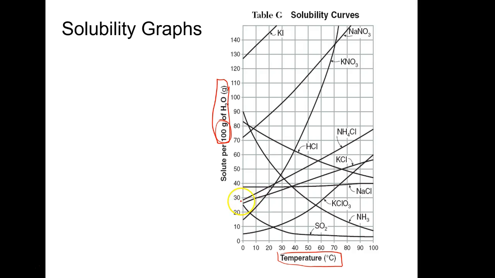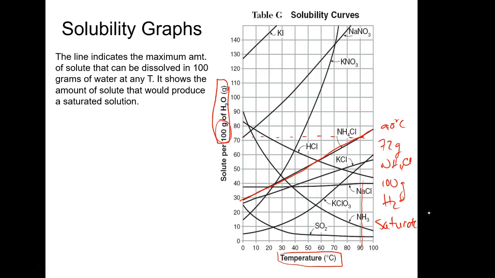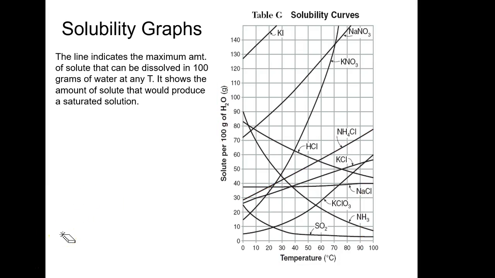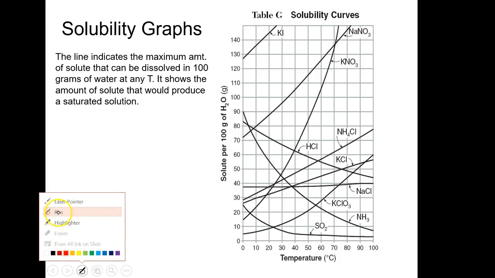What these lines represent is, at any temperature, say 90 degrees, the maximum amount of NH4Cl, for example, in this case. So at 90 degrees, the maximum amount of NH4Cl might be 72 grams of NH4Cl in 100 grams of water. That's saturated. That's the most you can dissolve. So the line indicates the maximum amount of solute that can be dissolved in 100 grams of water at any temperature. It shows the amount of solute that would produce what's called a saturated solution. So that's what you're going to use it for.